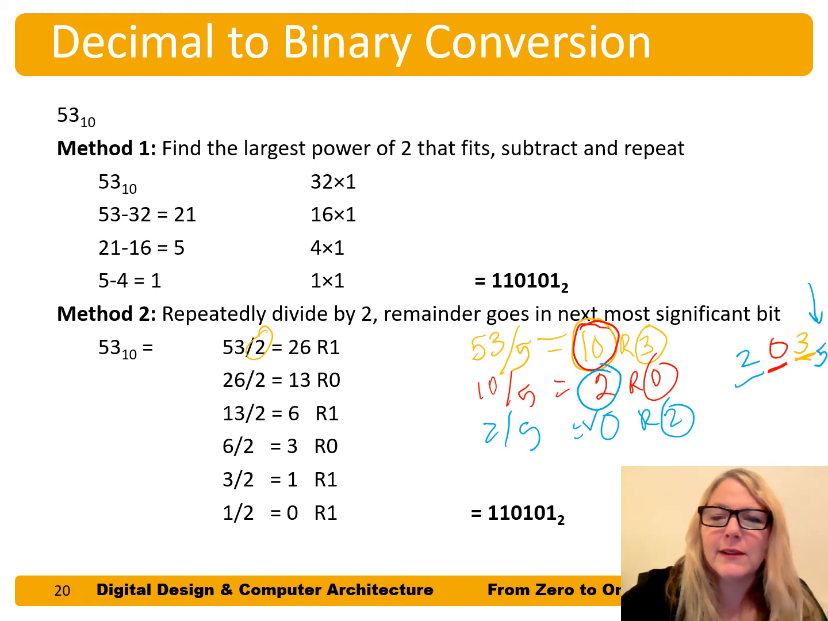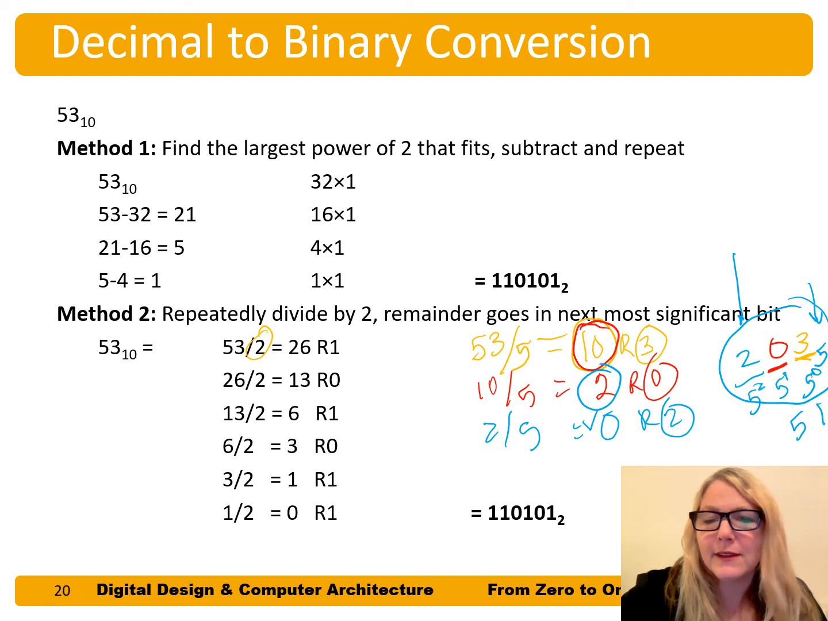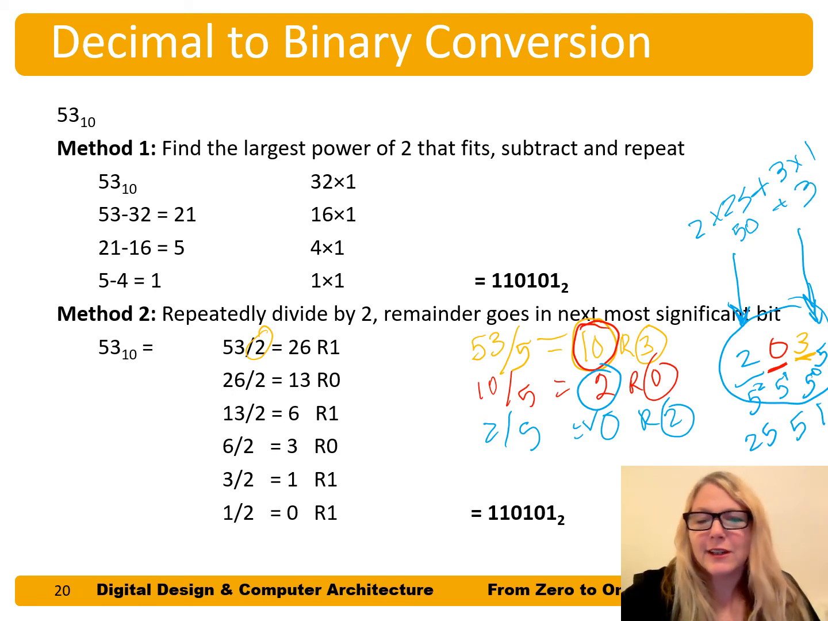So 53 base 10 is equal to 203 base 5. And we can double check this. This position here, this weight is the 5 to the 0 place, or the 1's place. This is the 5 to the 1 place, the 5's place, and this is the 5 to the 2 place, or 25. And so we're going to get 2 times 25 plus 3 times 1. And we get 50 plus 3 equals 53. So we just double checked that.